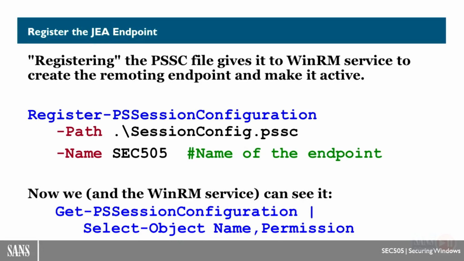Register-PSSessionConfiguration is where you give the path to a PSSC file, the file that we just created a minute ago, and we give that file to the WinRM service. Sorry for all the acronyms. But we give that file to the service and we say, okay, Windows Remote Management Service, here's the necessary information for creating a new endpoint, a new JEA sandbox. And create that endpoint and give it a name of Sec505.